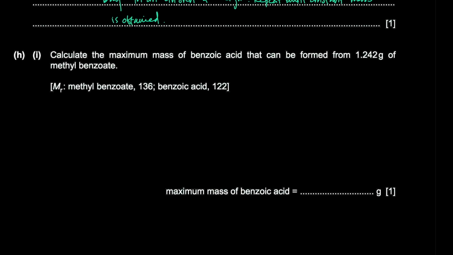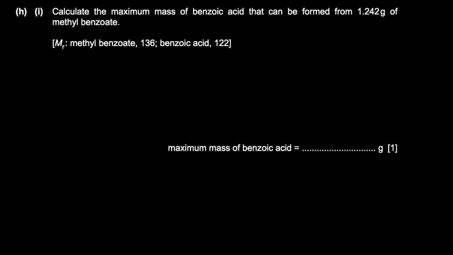Calculate the maximum mass of benzoic acid that can be formed from 1.242 grams of methyl benzoate. Again, we know the number of moles of the ester was 0.00913 moles. Assuming we have 100% yield, there's a 1-to-1 ratio between the ester and the acid. So 1 mole of ester would give you 1 mole of acid. That would be the maximum number of moles, which means that the maximum mass would be the number of moles times the MR for the acid.